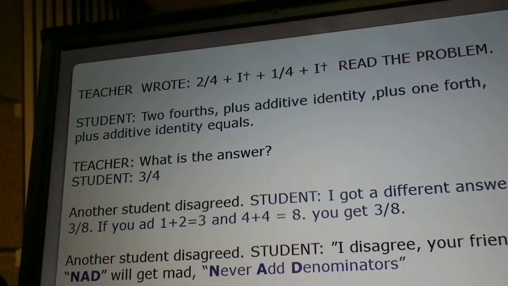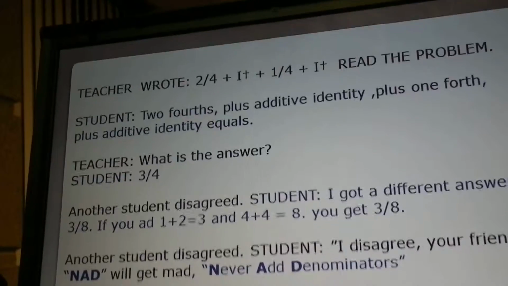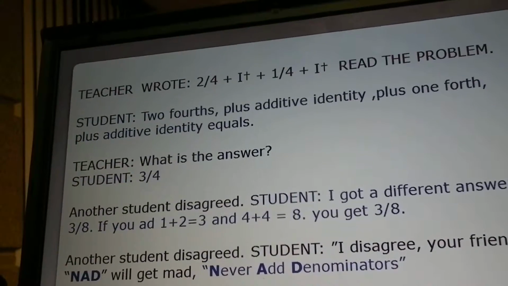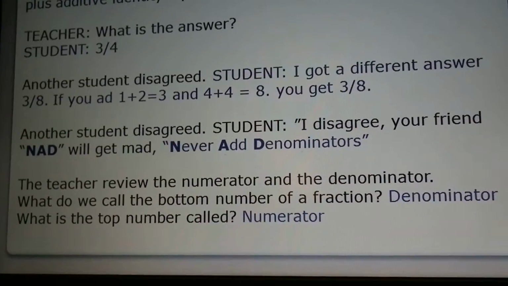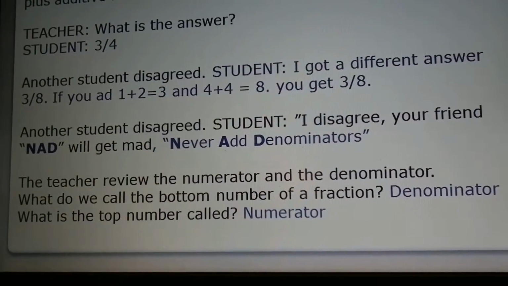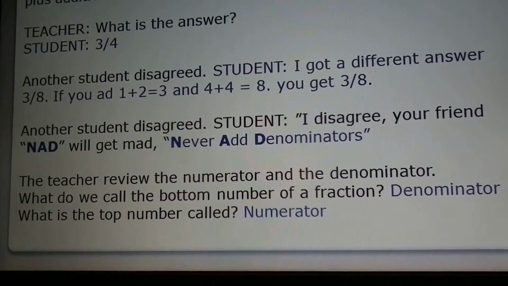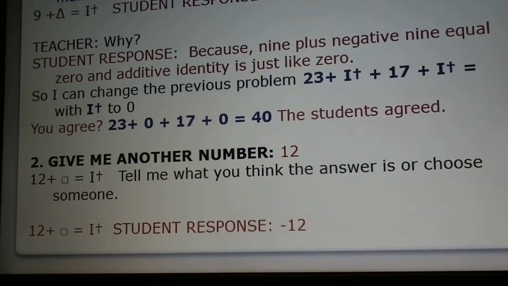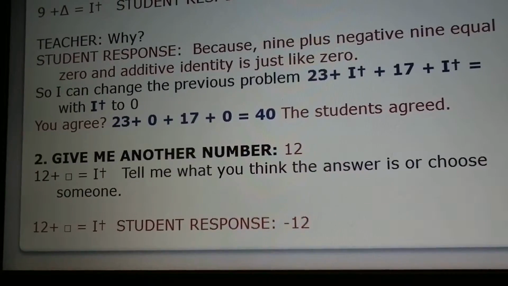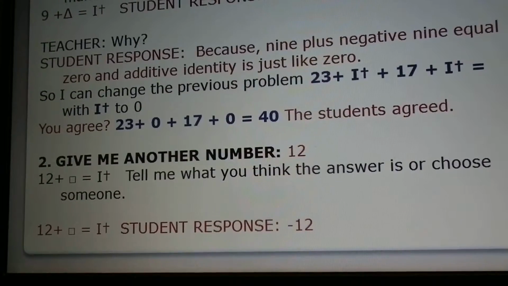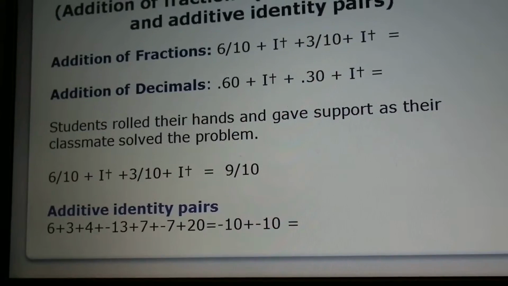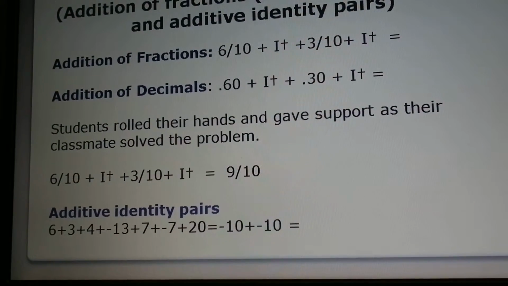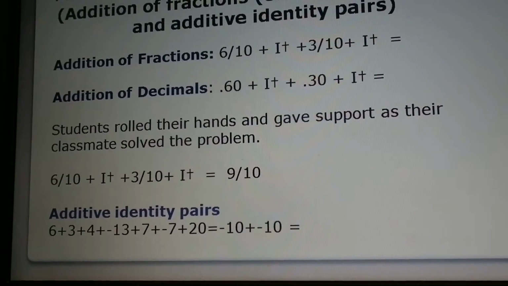So the students told the whole class, okay, 3/8 is the answer, and one student had to explain that they disagreed because NAD will get mad, never add denominator. So the teacher reviewed denominator and the numerator. The last few topics were dealing with additive identity again, and fractions and decimals, addition of fractions and decimals, additive identity.